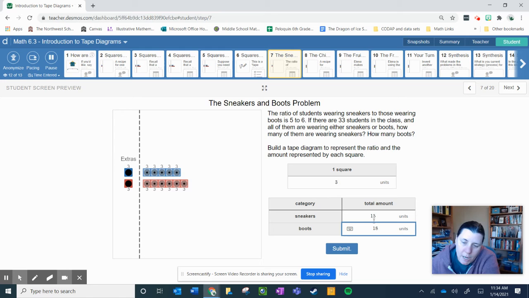And you can double check by adding together 15 plus 18. 15 plus 18 is 33, and there are 33 students in the class. So these numbers are in the correct ratio, 5 to 6, and they add up to the right number of students, 33 students. So I know I'm correct.